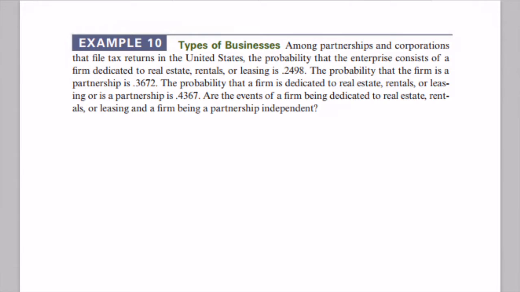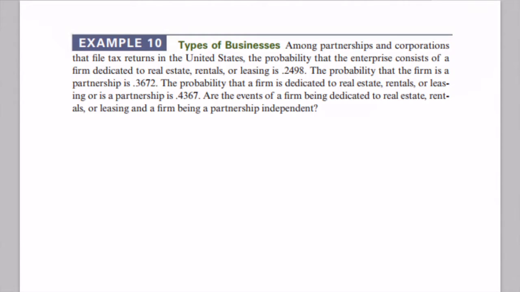Among partnerships and corporations that file tax returns in the United States, the probability that the enterprise consists of a firm dedicated to real estate rentals or leasing is 0.2498. The probability that the firm is a partnership is 0.3672. The probability that a firm is dedicated to real estate rentals or leasing or is a partnership is 0.4367. Are the events of the firm dedicated to real estate rentals or leasing and a firm being a partnership independent?